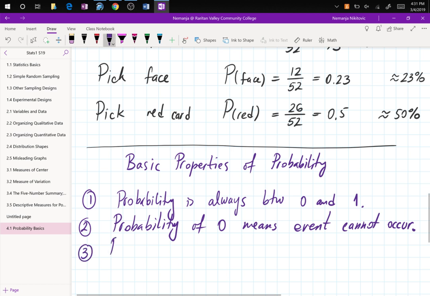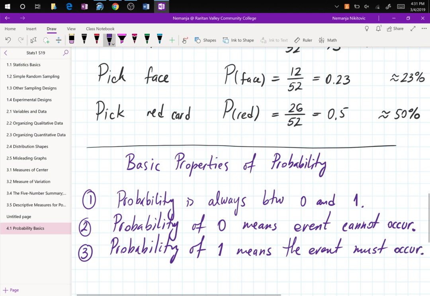Number 3, probability of 1 means the event must occur. That would be like college administration making a wrong decision. It's probability of 100. I'm serious. Yeah, right? Think.